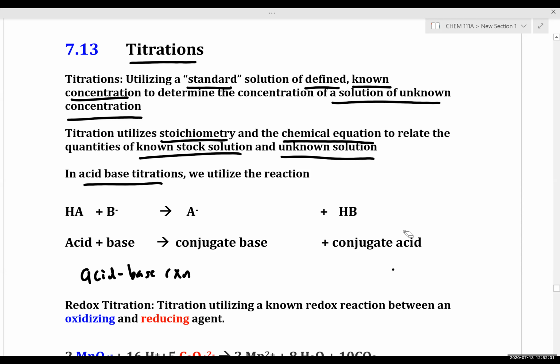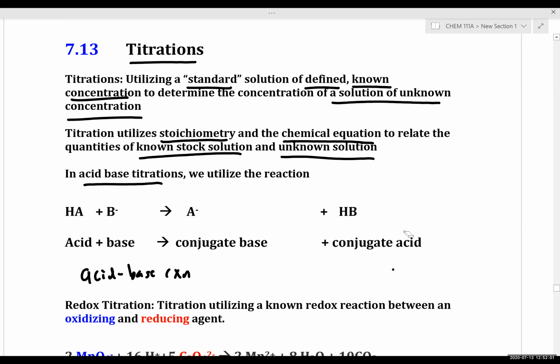Now, once you have your balanced equation, titrations are handled using the same calculation steps. So fundamentally, all you need is your balanced acid-base or redox reaction. And once you have your balanced chemical equation, you can begin to manipulate it and in turn utilize the chemical equation for stoichiometry calculations.